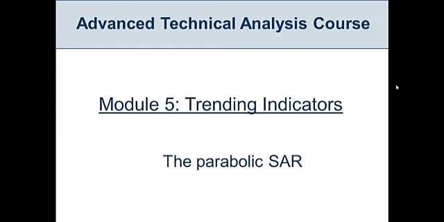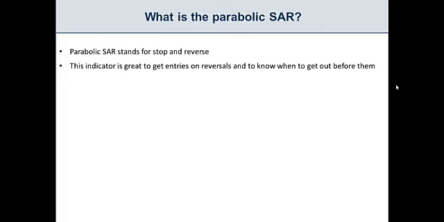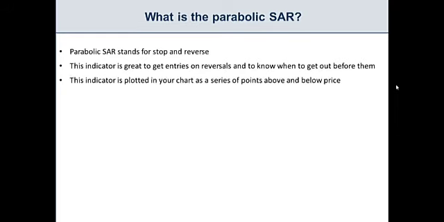So let's start. What is the Parabolic SAR? Parabolic SAR stands for Stop and Reverse. This indicator is great to get entries on reversals and to know when to get out before them. This means that we will use this indicator to get reversal entries, and we will use it to get out before price reverses on us if we are already in a trade. And this indicator is plotted in your chart as a series of points above and below price.